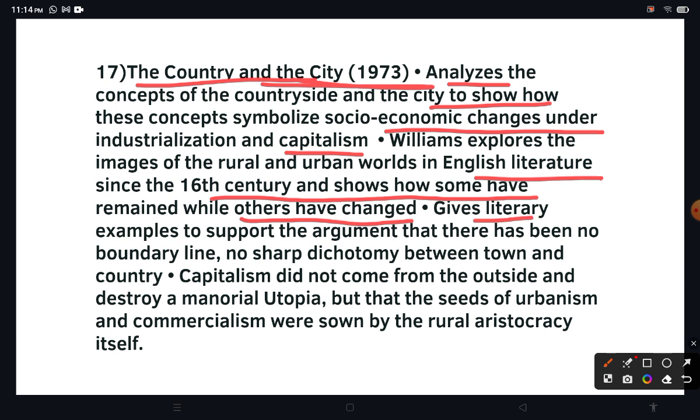He gives literary examples to support the argument that there has been no boundary line, because there is a hybrid culture now. In a village you get everything like in an urban city, and in an urban area also you get everything like in a village. So there is no dichotomy between town and village. Capitalism did not come from the outside and destroy the manorial utopia, but the seeds of urbanism and commercialism were sown by the rural aristocracy itself.